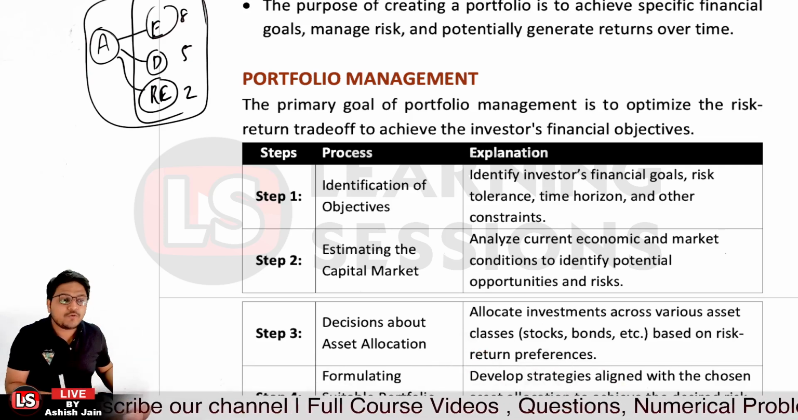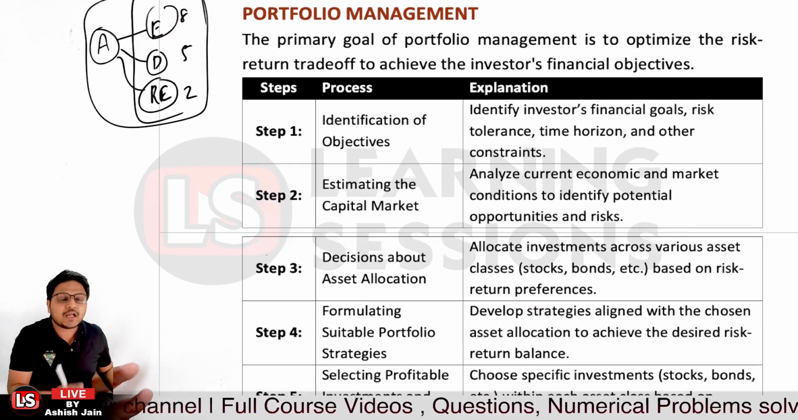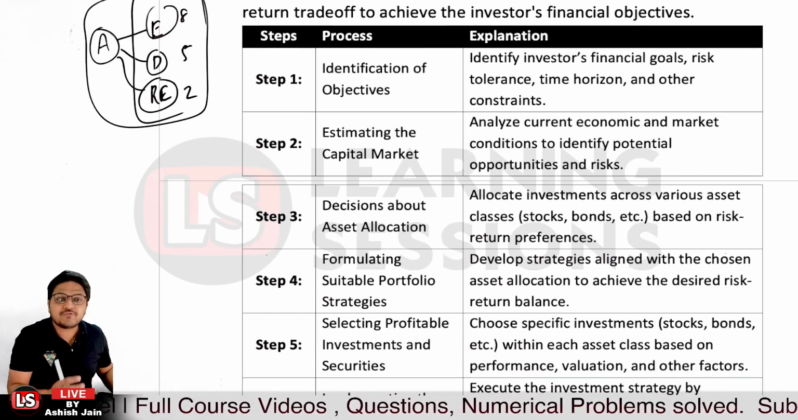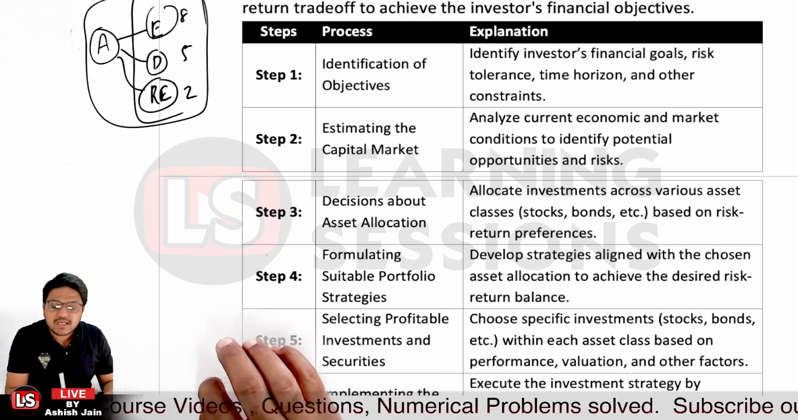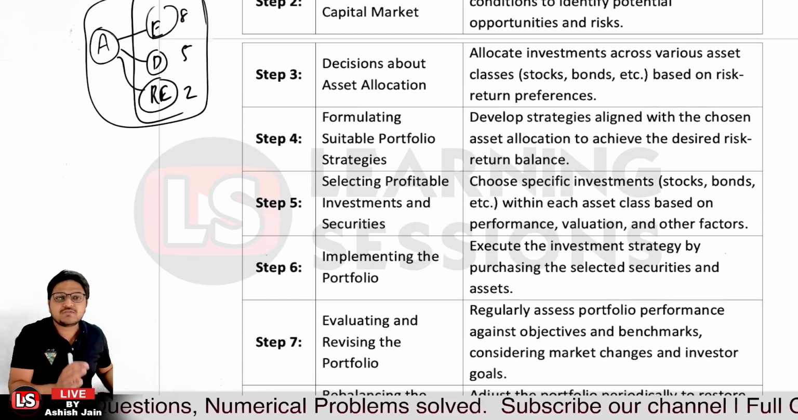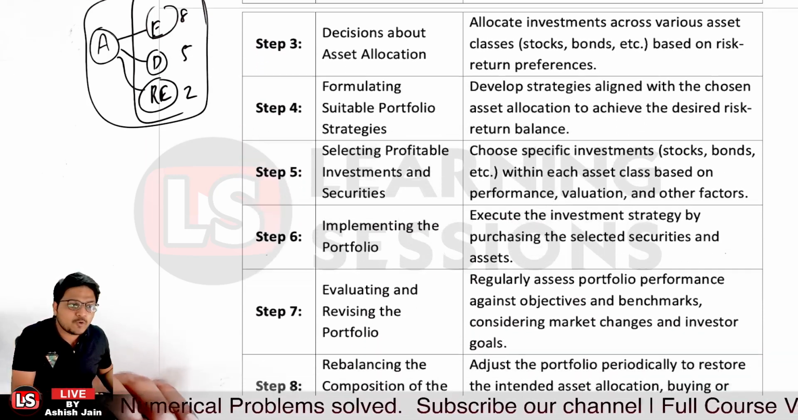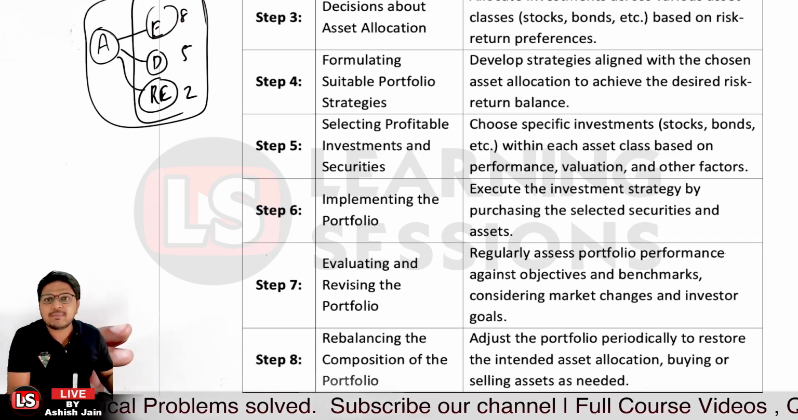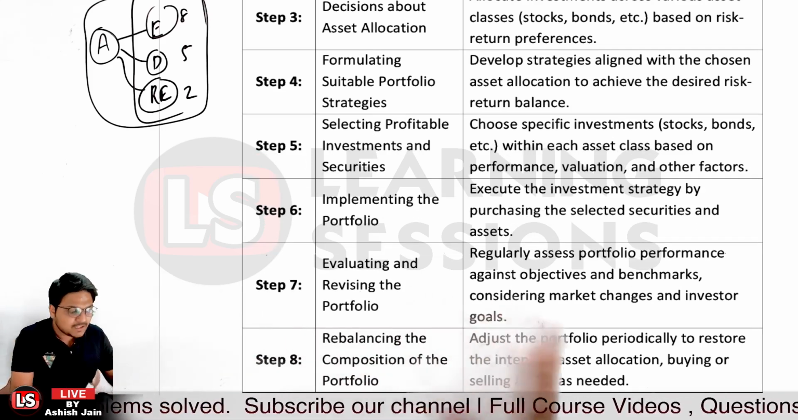And the fourth one is formulating suitable portfolio strategies, that is, how this portfolio can be managed. The fifth one is selecting the profitable investments and securities. The sixth one is implementing the portfolio. The seventh one is evaluating or revising the portfolio. And the eighth one is rebalancing the composition of the portfolio, right? So these are the different steps.